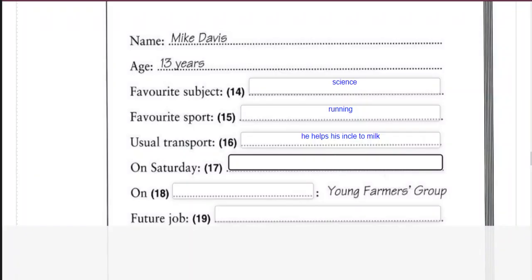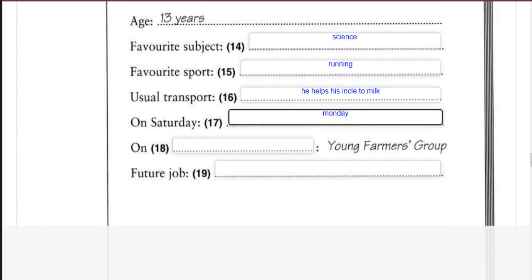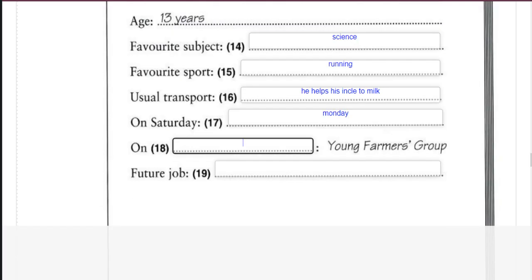On Mondays, I go to the Young Farmers group, which I've belonged to since I was 10. It's mostly fun, but we also learn things like how to look after animals properly. I definitely want to work in the countryside when I leave school. I wouldn't like to live in a town or sit in an office all day.